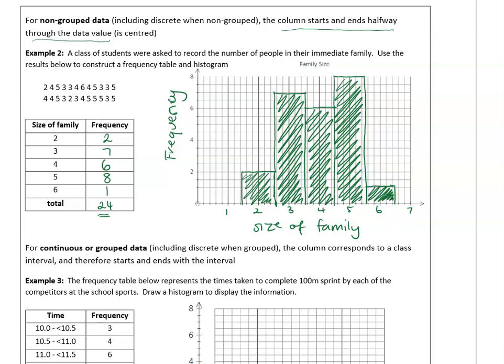Okay, so all our columns should be an equal width, same width. The height represents the frequency that you've got in your frequency table.